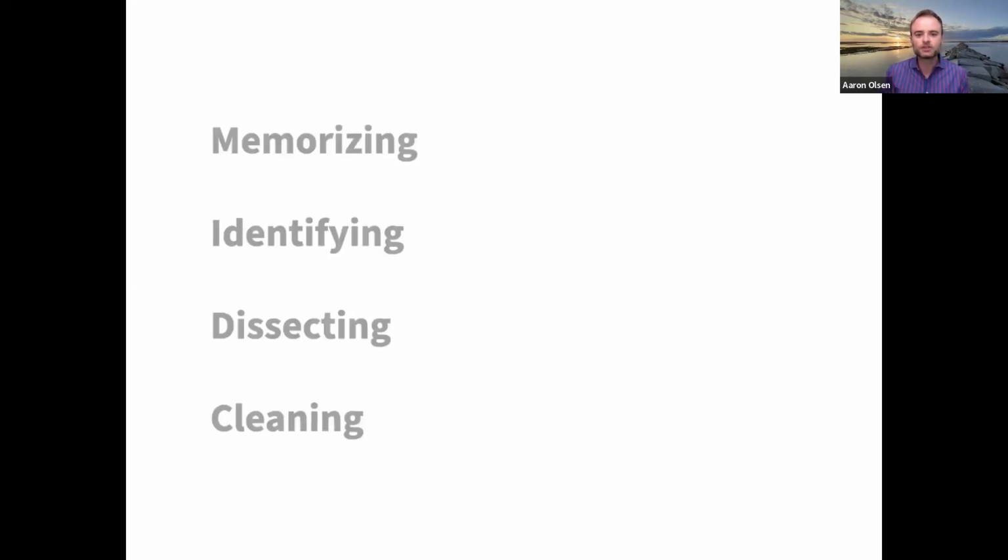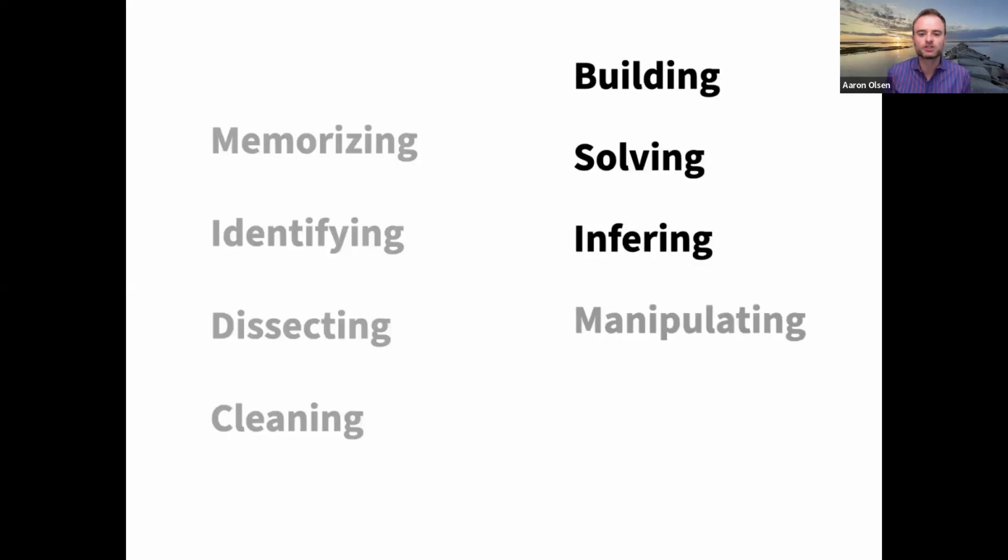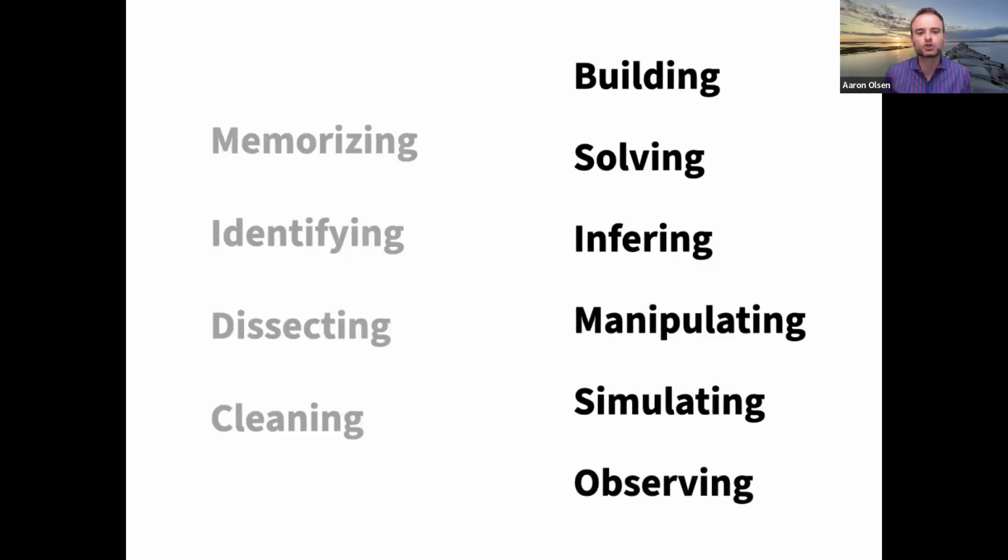For example, rather than just memorizing the cranial nerves, students can build the cranial nerves onto a brain. Rather than just memorizing the bones of the skull, students can solve how the bones fit together like a 3D puzzle. And rather than just memorizing muscle actions, students can infer muscle actions by manipulating a kinetic model to simulate motion and observing which muscles shorten. We know that active learning is more effective, but it can be difficult to implement for a class like anatomy.